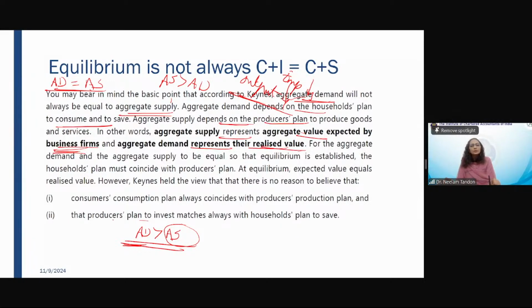So consumers का consumption plan जरूरी नहीं है कि producers के production plan से match करे. Consumers कुछ अपने पर्सपेक्टिव से सोचेंगे और प्रोड्यूसर्स अपने पर्सपेक्टिव से सोचेंगे कि कंज्यूमर्स डिमांड करेंगे. अगर दोनों में गैप होगा तो equilibrium will not be where aggregate demand is equal to aggregate supply. Okay.